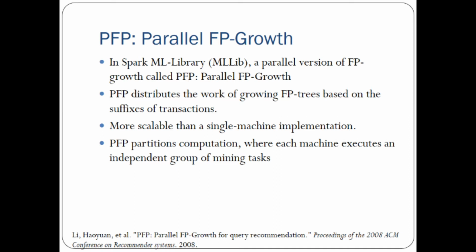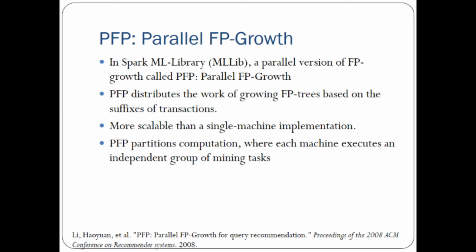And for this parallel version of FP growth, you have distributed the workflow of growing the FP tree and you do the suffix analysis of those transactions. This makes the FP growth algorithm more scalable compared to running FP growth on a single machine. If you could run FP growth on 100 machines, it would be much better than running it on a single machine. So 100 machines could perform better than a single machine. This is the power of scalability with the help of parallelism.